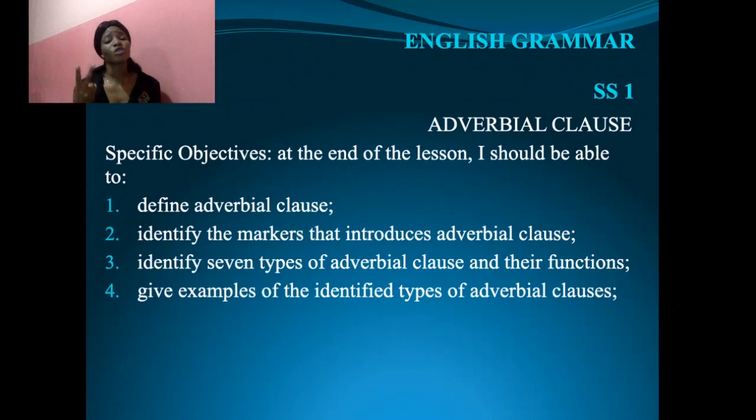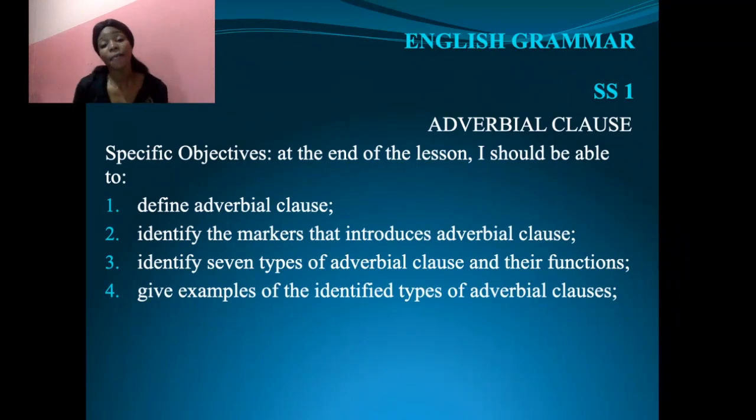Now, we have 2 types of clauses. The first one is the independent clause, also known as the main clause. It can stand on its own, it can express a complete thought. It doesn't need to rely on any other clause to express a complete thought. The independent clause could also be said to be a simple sentence.